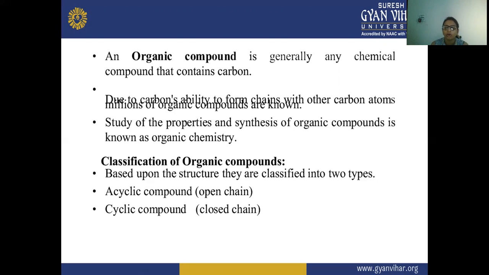An organic compound is generally any chemical compound that contains carbon, and it has the ability to form chains with other carbon atoms. So millions of carbon compounds are known. Everybody which is present on earth is made up of carbon, and these carbons have the ability to form chains.